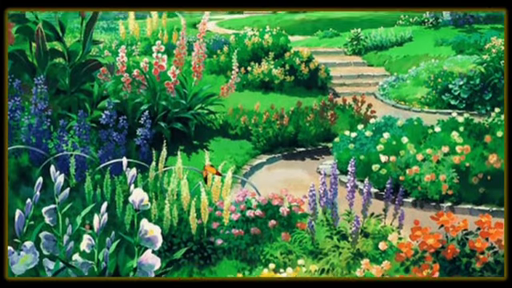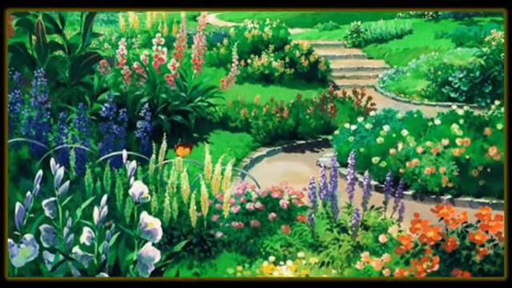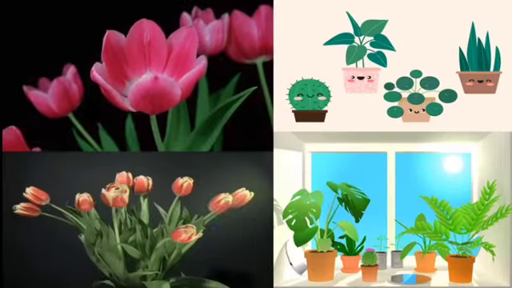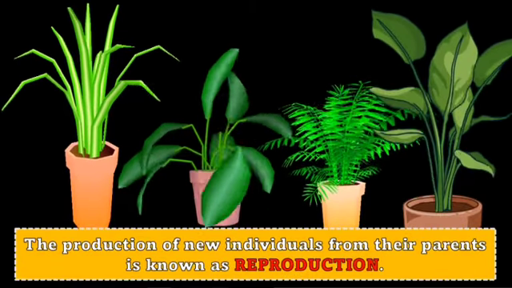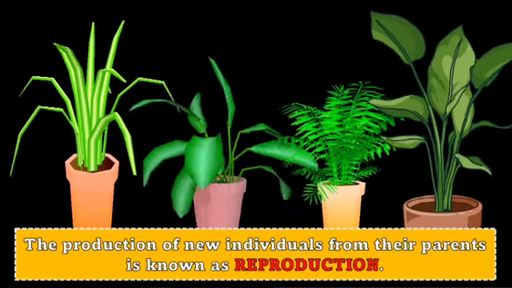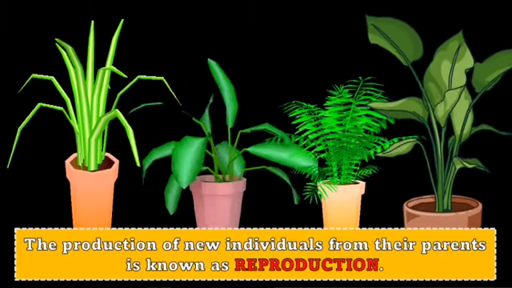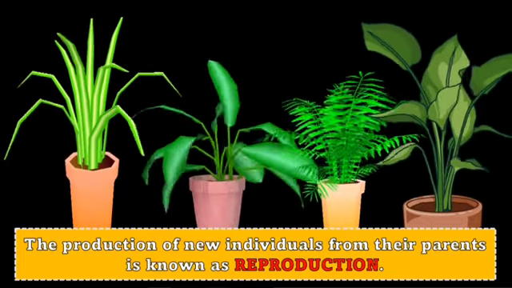Okay, everybody, look around you. What can you see? Very good. You can see plants because plants are all around us. Plants can be flowering plants and they can also be non-flowering plants. The production of new individuals from their parents is known as reproduction. But my question now is, how do plants reproduce?